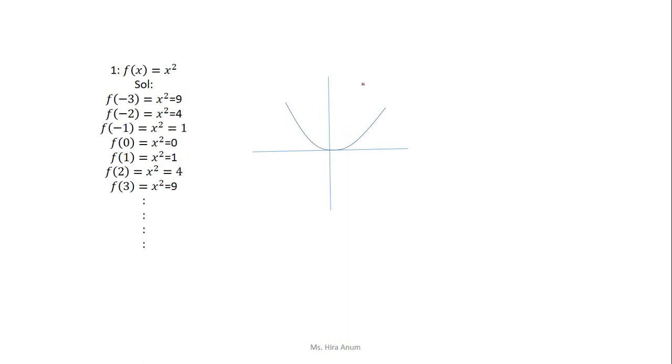Here we can draw a straight line. It cuts the graph at one point like this, this and this. Then it is called a function. Otherwise, if it cuts two or more times, then it's not a function.